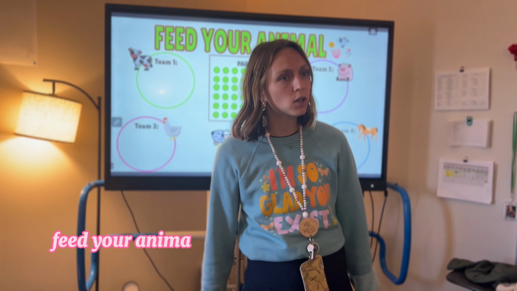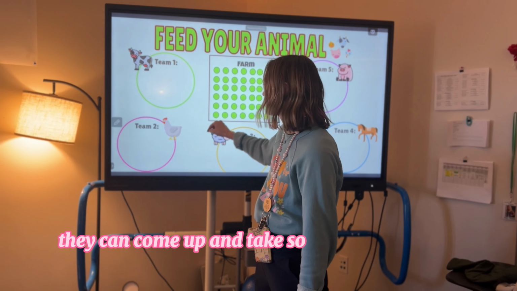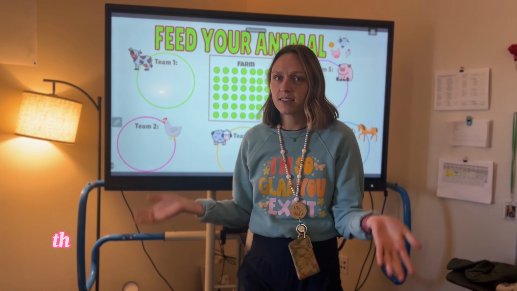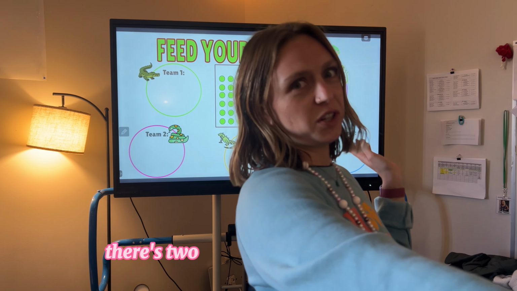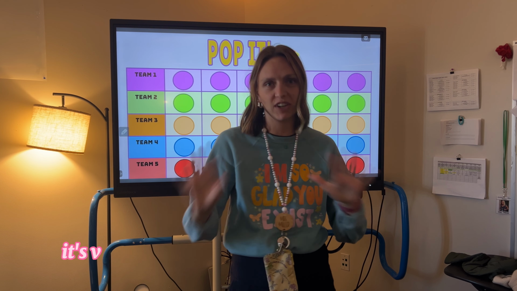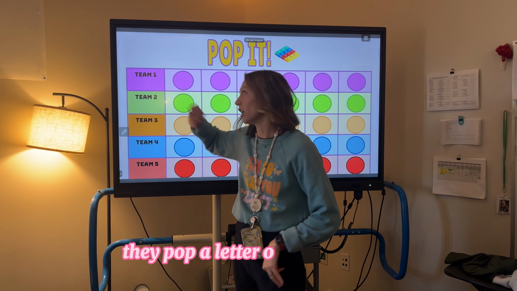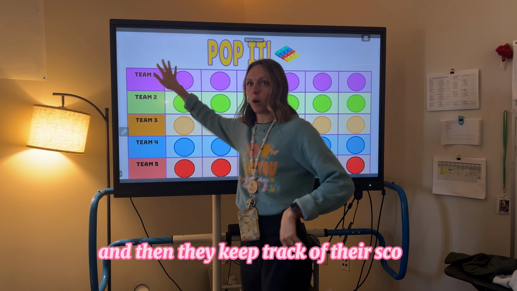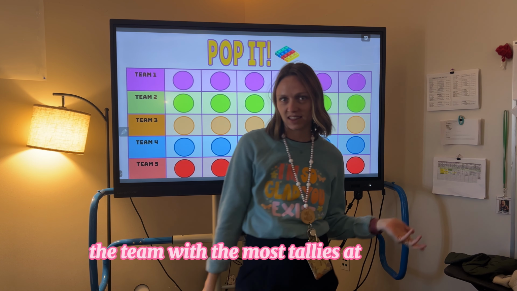Feed your animals. All the students are working in teams. Each time it's their turn, they can come up and take something from the farm and feed it to their team. The team that has the most well-fed animal at the end is the winner. And feed your animal, there's 2 different versions as well. Pop It, this one's kind of like the guess a number game. It's very simple, it's very easy for students to use. If a student's doing great, they come up, they pop a letter or pop a bubble, and then they keep track of their score. Once they pop all their bubbles, they get 1 tally, and I would say the team with the most tallies at the end is the winner.